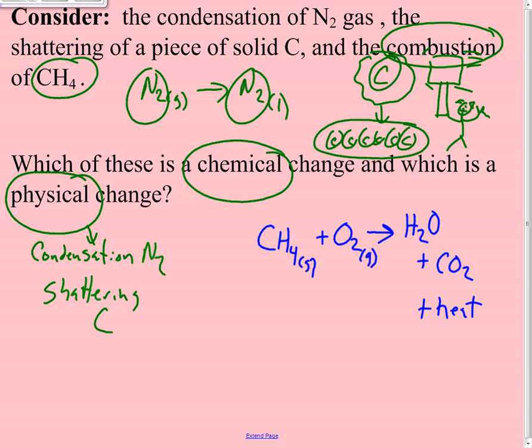Good. So let's balance this. I've got 4 hydrogens here, so I need to put a 2 in front of here. I have 4 hydrogens. I have 2 oxygens, and 2 times 2 is 4, so I need 2 oxygens here. So I have 1 methane molecule reacting with 2 oxygens, and what do I create? I create 2 waters and 1 carbon dioxide.